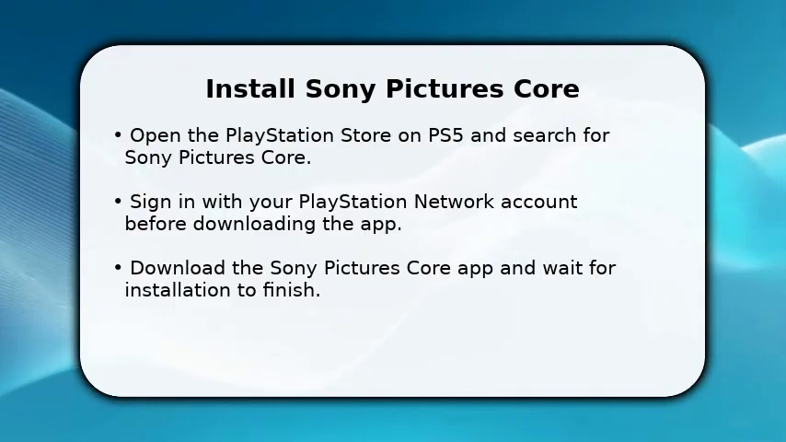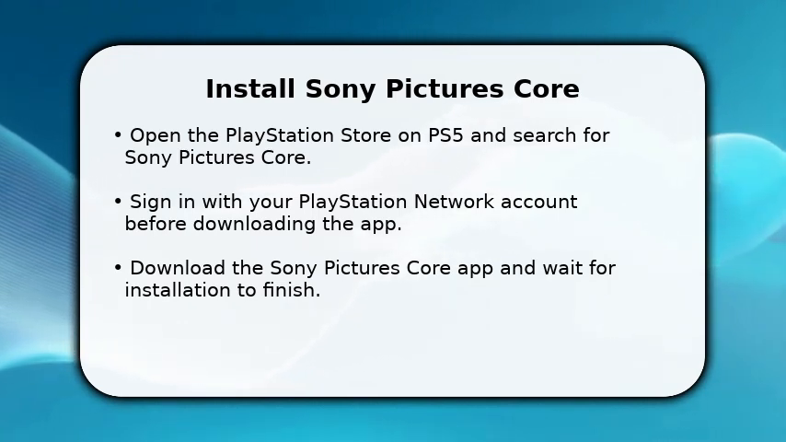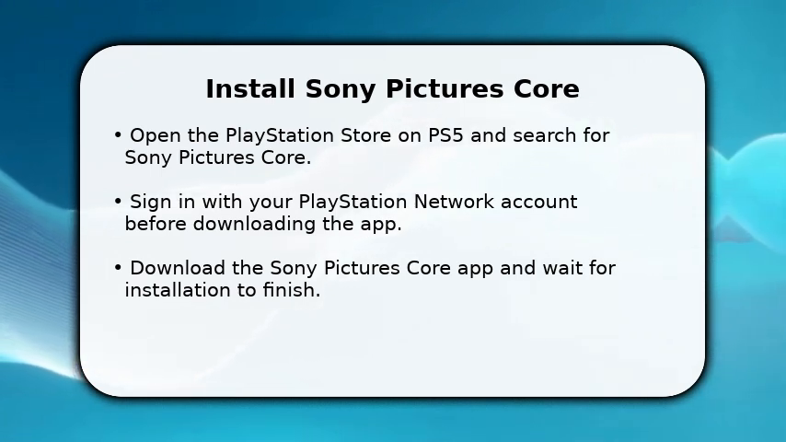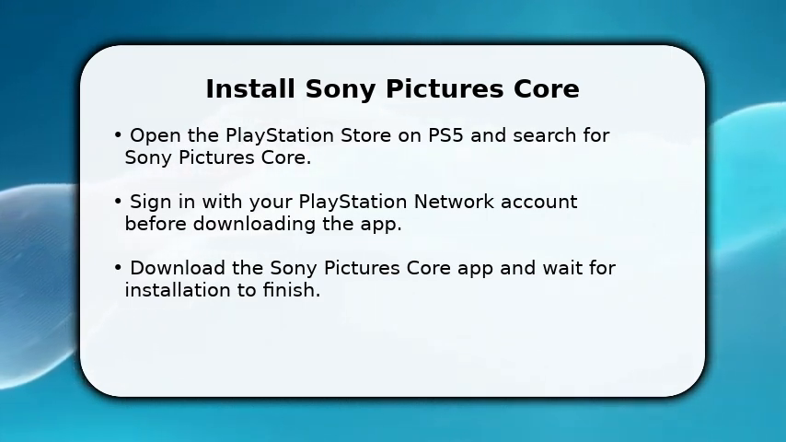Start by turning on your PS5 and signing into your PlayStation Network account. Open the PlayStation Store from the PS5 home screen and use the search field. Type Sony Pictures Core and press Enter to find the app listing. Select the official Sony Pictures Core app and choose Download to install it to your console.